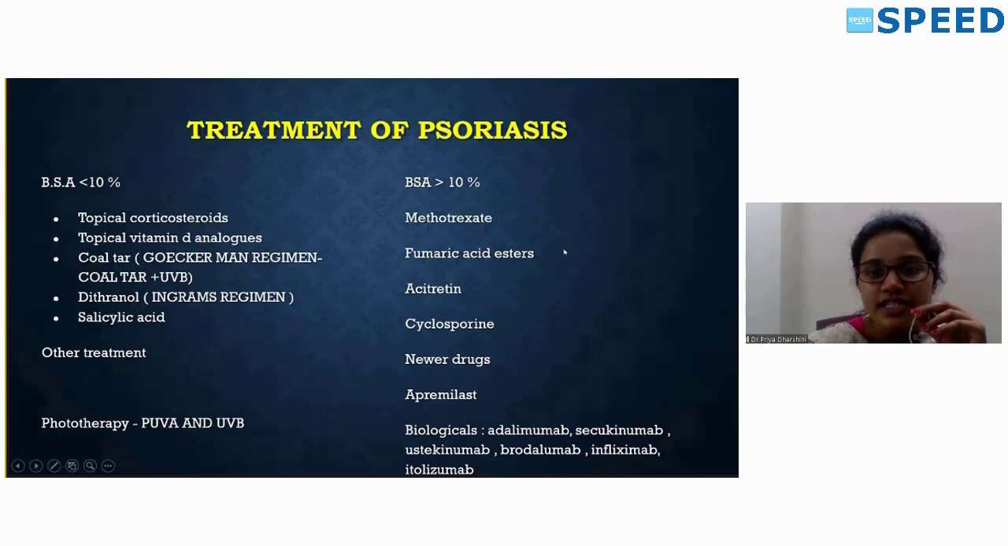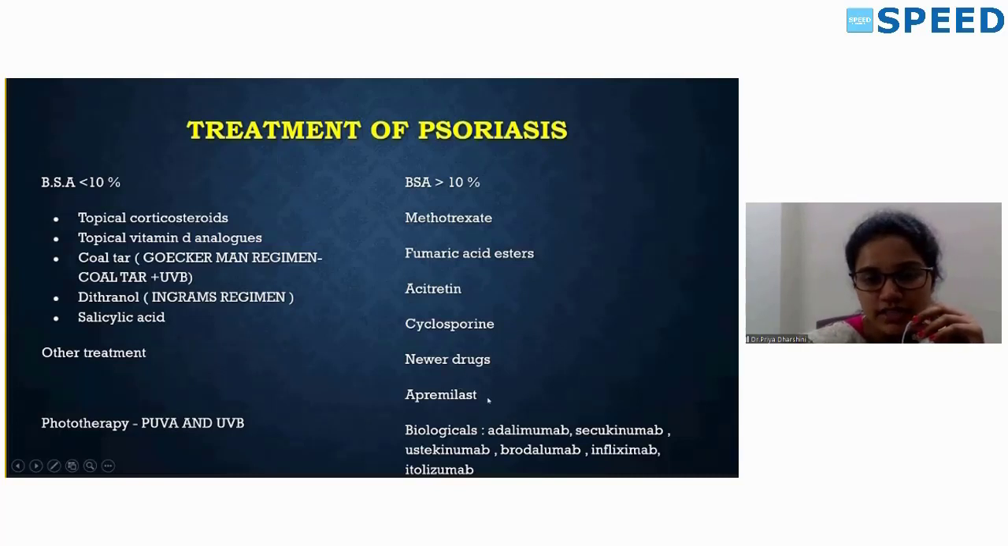And apart from that, other agents used in treating psoriasis are fumaric acid esters. Acitretin can be used mainly in case of pustular psoriasis. And apart from that, cyclosporin in case of erythrodermic psoriasis. This is the drug of choice in erythrodermic psoriasis. Newer drugs, you should know all these biologicals. We'll discuss biologicals in the drugs class.